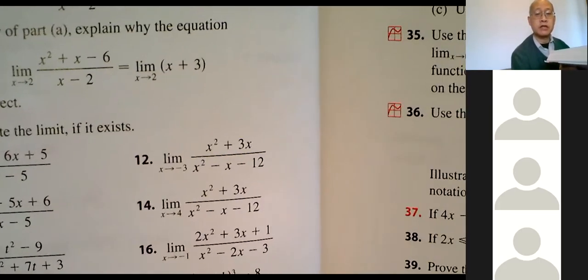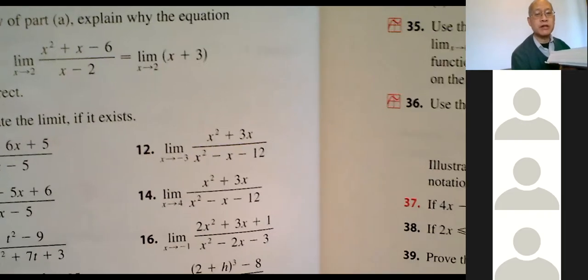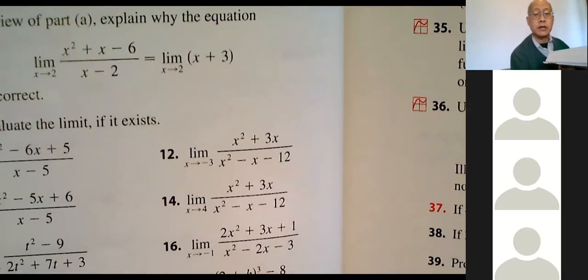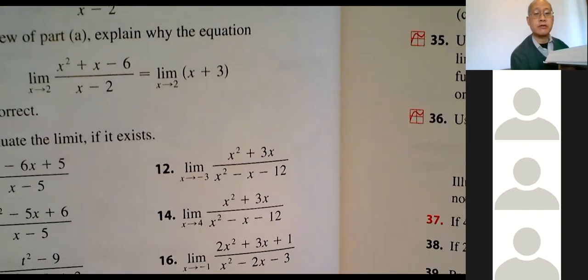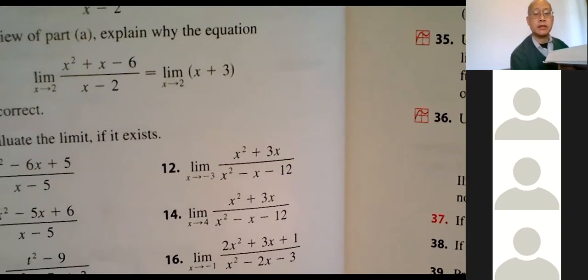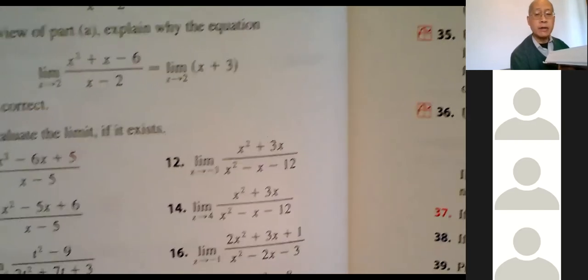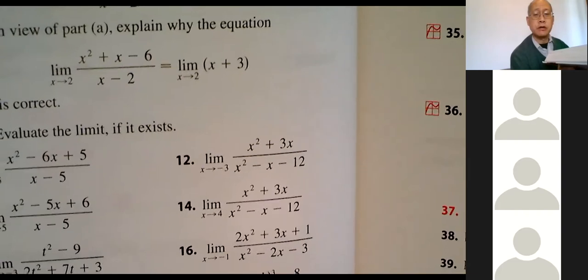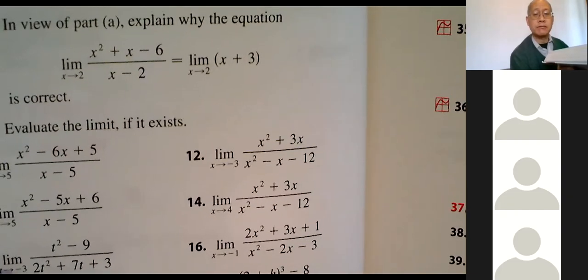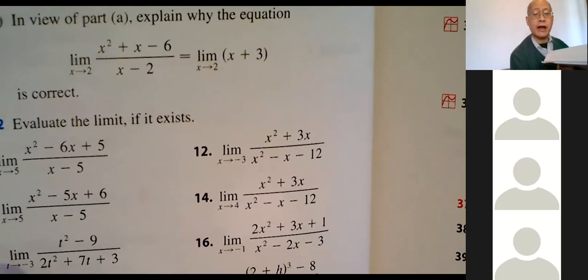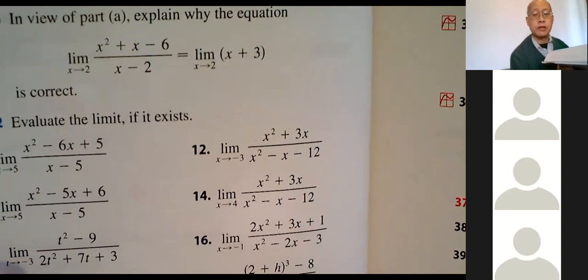I'm going to hold it just a little longer. If you have the book, just go to 12. If you don't have the book, take a picture or do a screenshot. The limit as x approaches -3 of x squared plus 3x over x squared minus x minus 12. You're not going to be able to plug in because the bottom will be 0. Factor the top, factor the bottom, cancel, and then you can plug in. Your answer should just be a real number. Just give me the number.